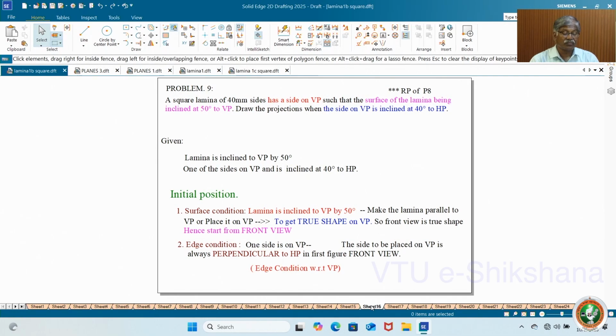Now I have a square lamina with a side on VP. We have just now done the problems on rectangle, same type. So from where do you have to start? From the front view, because it is inclined to VP. Now make it parallel to VP. If you make it parallel to VP, you will get the true shape on VP, so the front view is the true shape. One side on VP means an edge condition with respect to VP, not with respect to HP. So take this and then start.